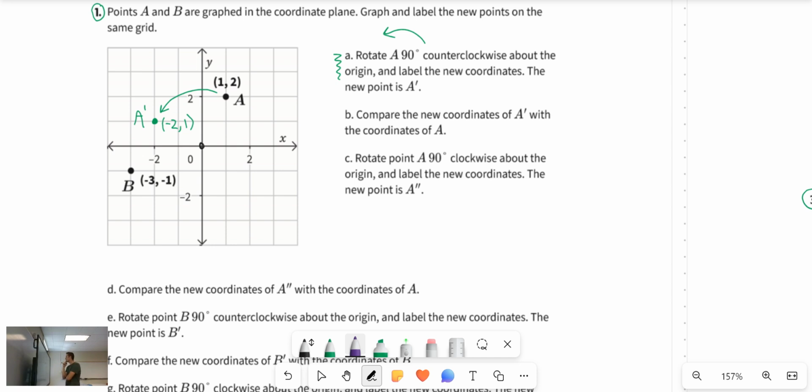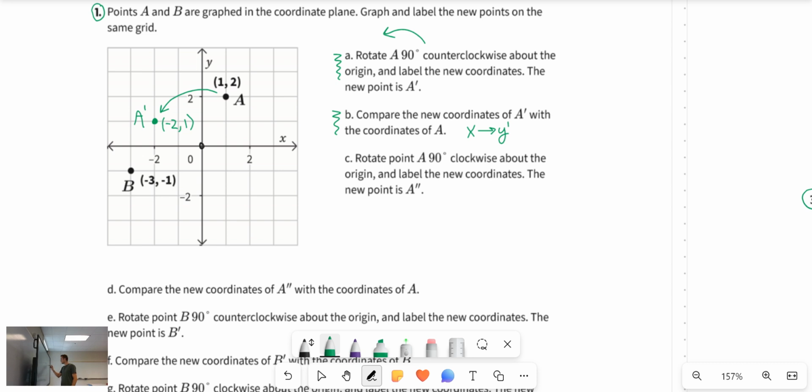Compare the new coordinates of A prime with the coordinates of A. We're actually going to do this in green because we're still dealing with the comparison. So let's see. The x value became the y value. The x coordinate from A became the y value of the A prime point.